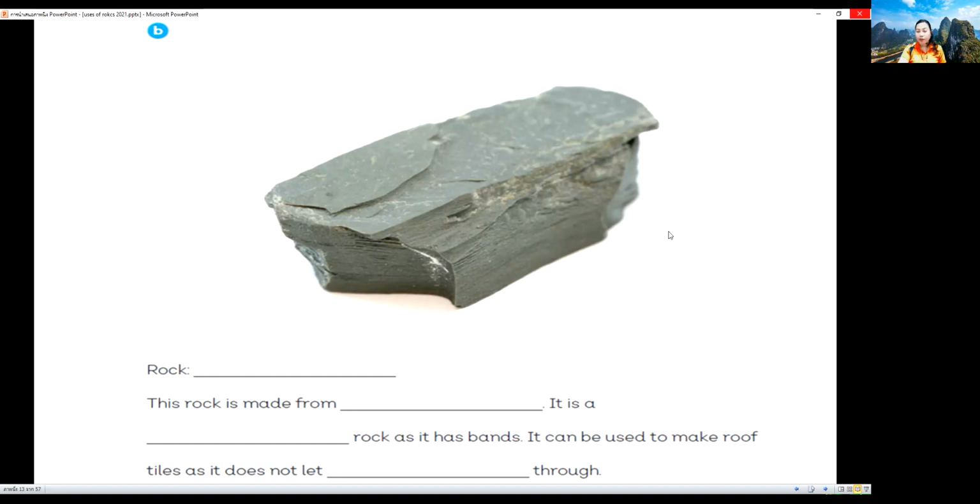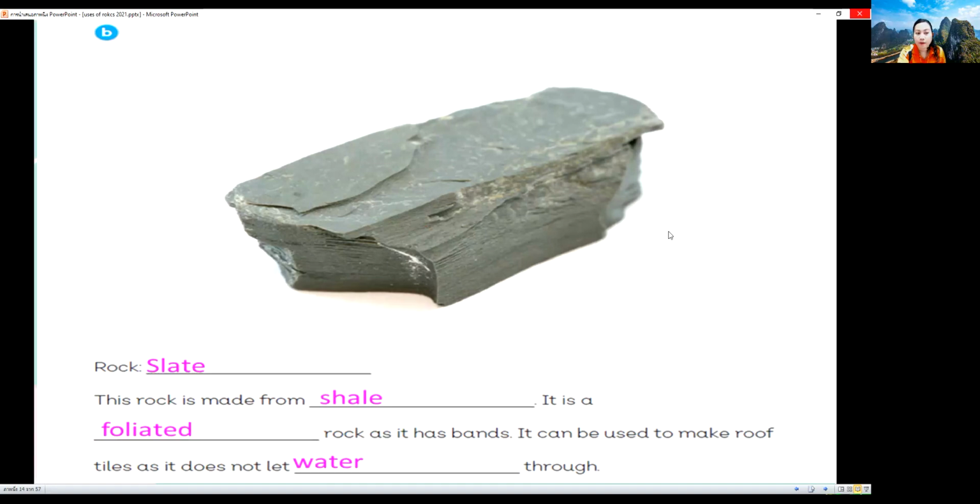Okay, so let's check your answer. Ready? Okay, this is a slate. The name of this rock is slate. And this rock is made from shale. And it is foliated. Foliated rock as it has bands. And it can be used to make roof tiles as it does not let water pass through.